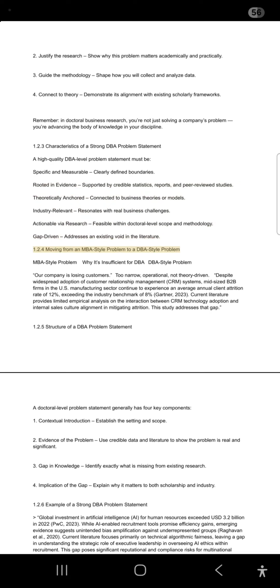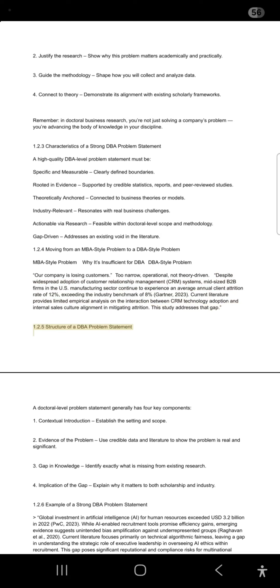1.2.4 Moving from an MBA-style problem to a DBA-style problem. MBA-style problem, and why it's insufficient for a DBA-style problem: "Our company is losing customers." Too narrow, operational, not theory-driven. DBA-style: "Despite widespread adoption of customer relationship management (CRM) systems, mid-sized B2B firms in the U.S. manufacturing sector continue to experience an average annual client attrition rate of 12%, exceeding the industry benchmark of 8% (Gartner, 2023). Current literature provides limited empirical analysis on the interaction between CRM technology adoption and internal sales culture alignment in mitigating attrition. This study addresses that gap."